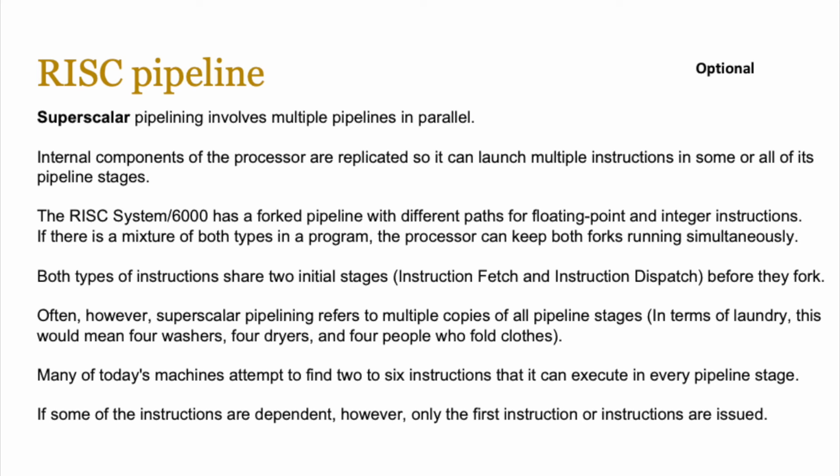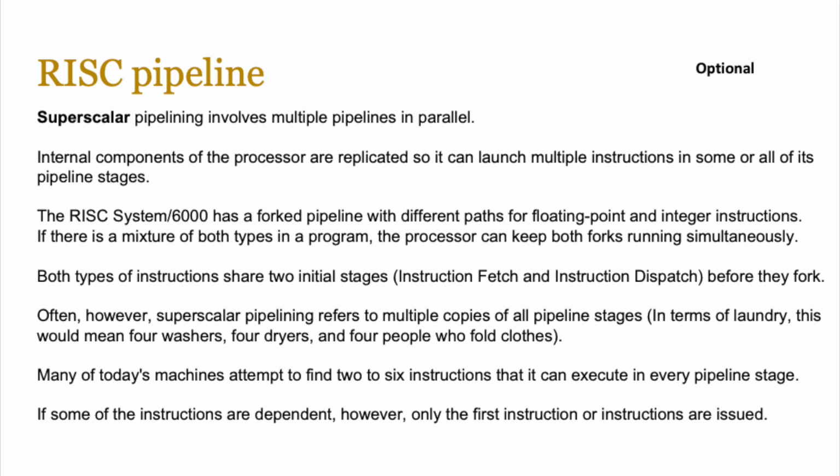Instead of having one pipeline, let's have multiple pipelines and have them running in parallel. So the internal components of the processors are replicated, so it can launch multiple instructions in some or all of the pipeline stages. Many of today's machines attempt to find 2 to 6 instructions at the same time, and it can execute them at the same pipeline stage because you can have multiple processors. So think about quad-core, octa-core, and all sorts of things.